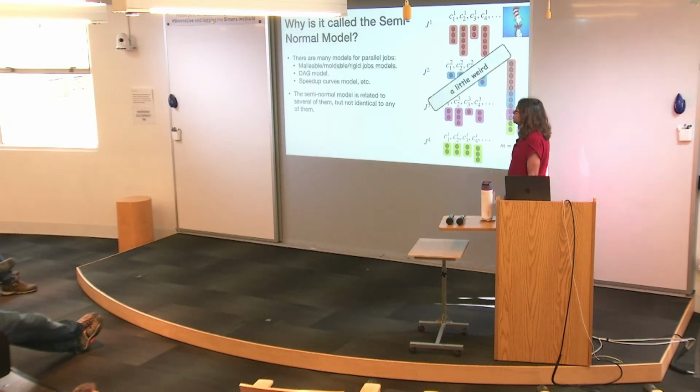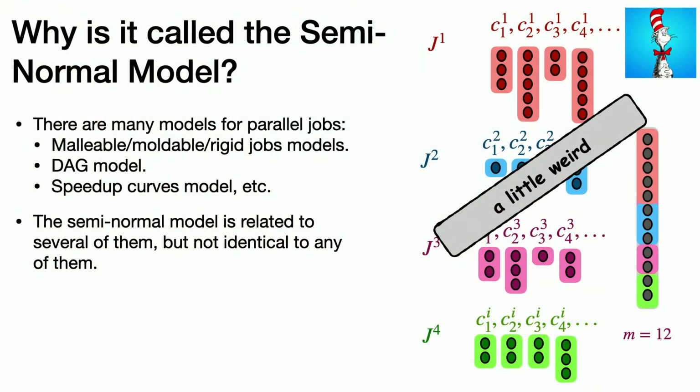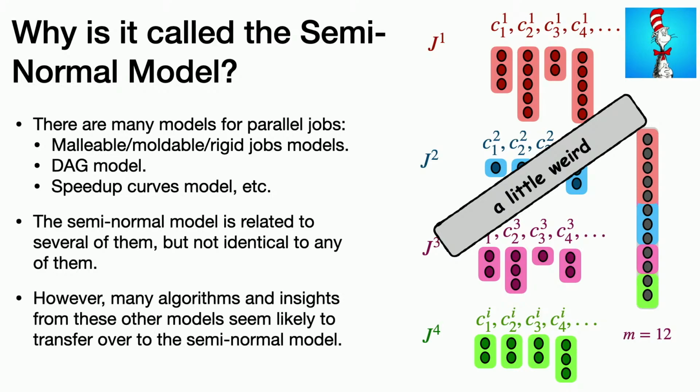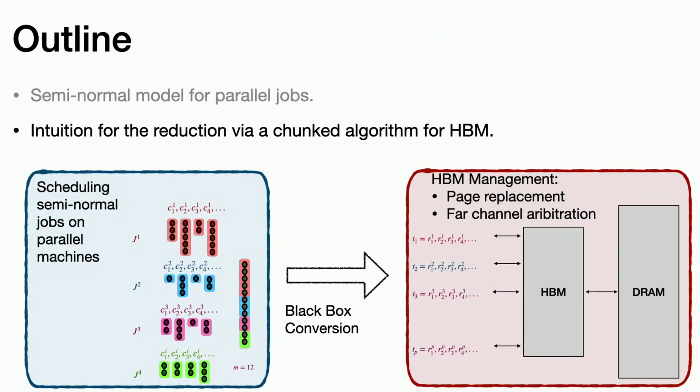Okay, so there are many, many models for parallel jobs that people have studied. The semi-normal model, if you squint, looks like many of them, but as far as we know, it doesn't appear to be identical to any of them yet. But many algorithms and insights seem likely to transfer over. That's the hope anyway. So why is this weird-looking scheduling model interesting at all? Why do we care?